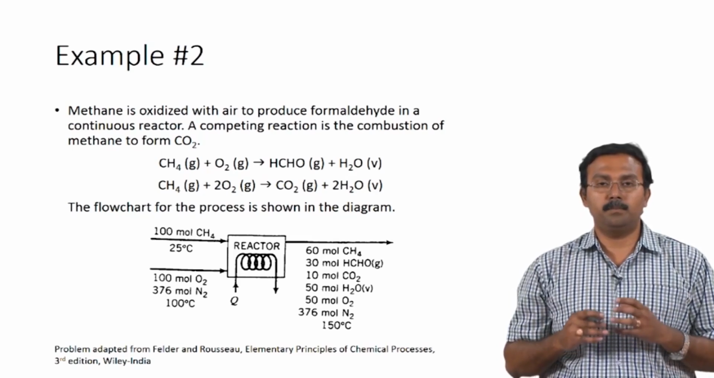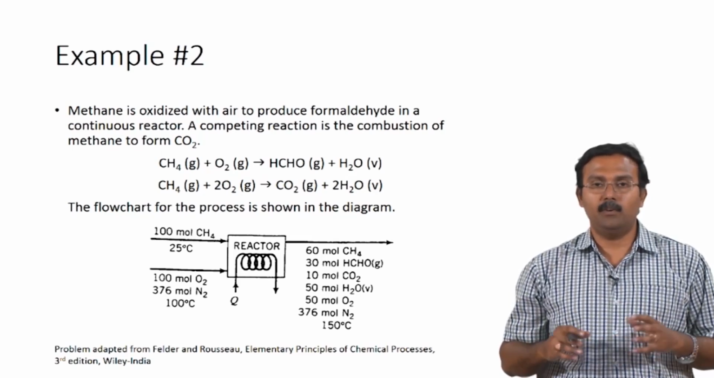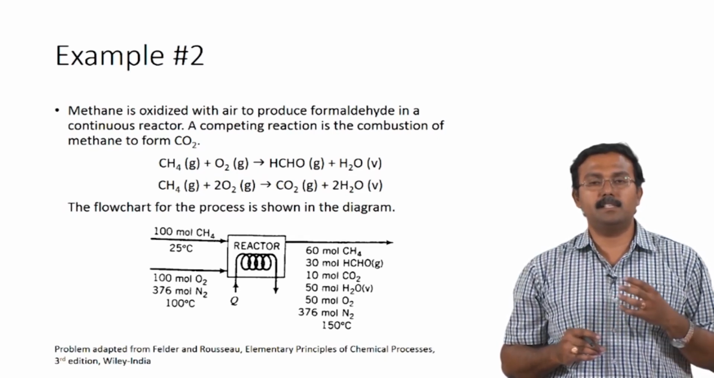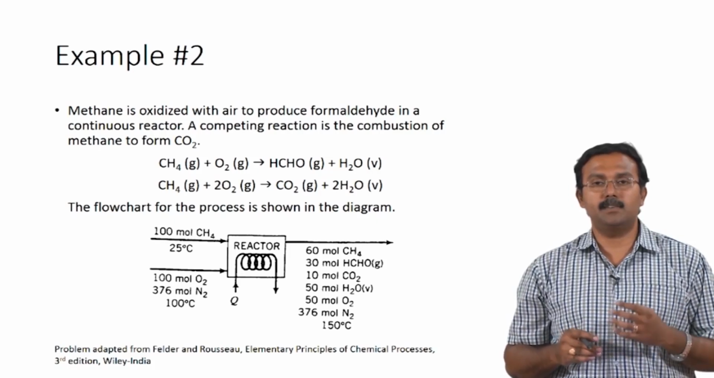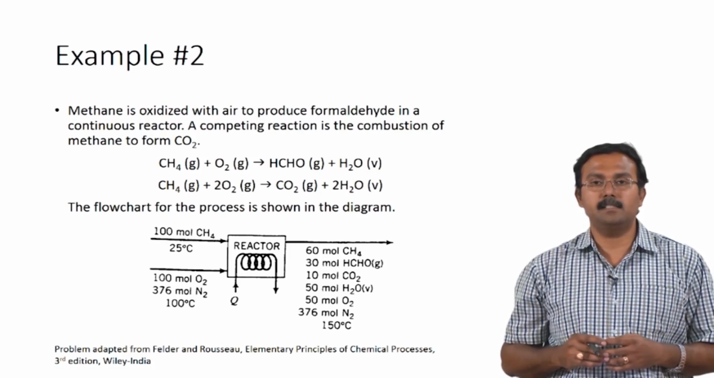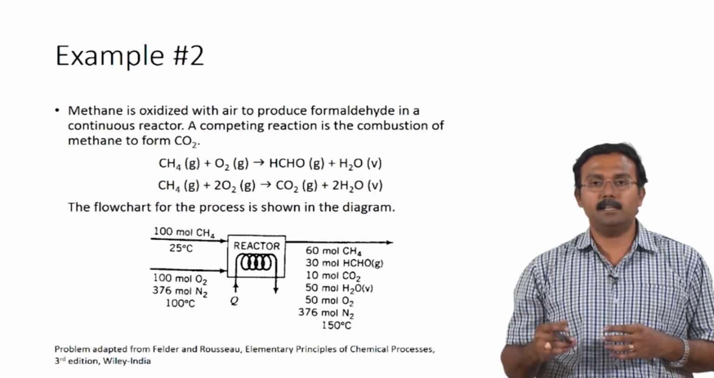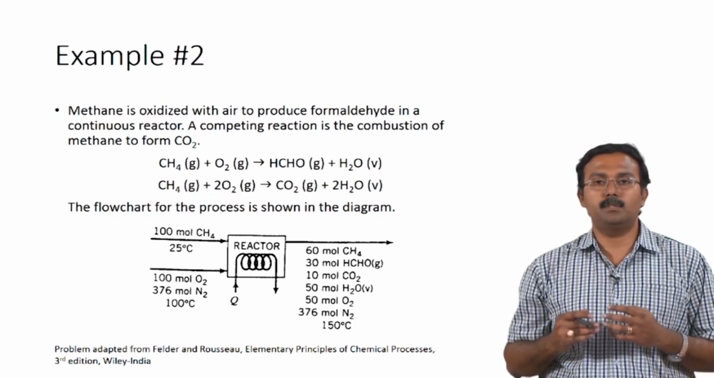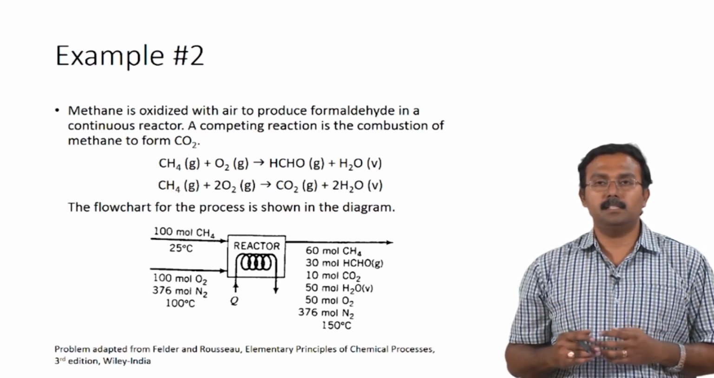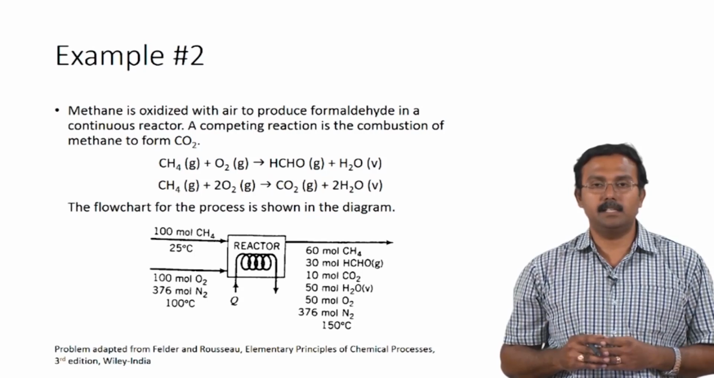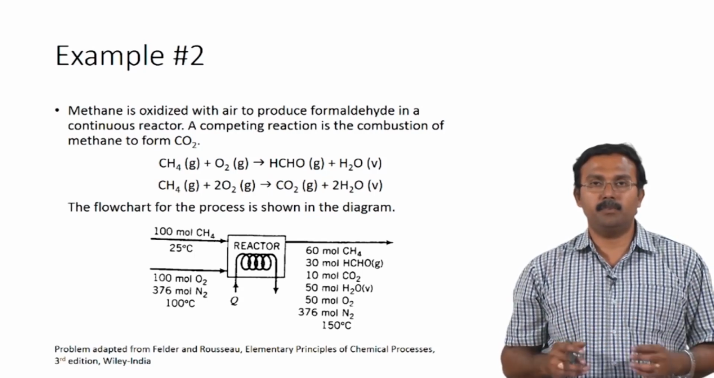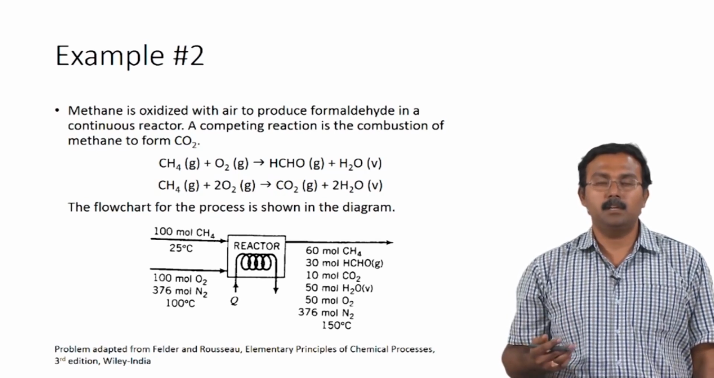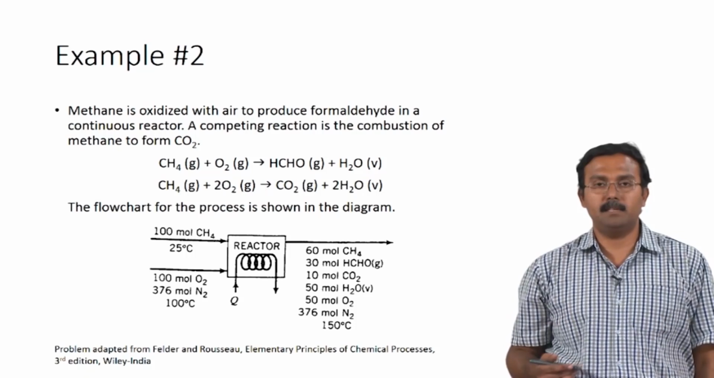So, the flow chart for the process is given and you have all the flow rates given. 100 moles of methane is entering, and 100 moles of oxygen and 376 moles of nitrogen entering at 100 degrees Celsius, and you have unreacted methane, formaldehyde produced, carbon dioxide produced, water vapor produced, unreacted oxygen and nitrogen which are leaving all at 150 degrees Celsius. So, you have all the information to perform the problem. So, you do not have the heat of reaction and you have multiple reactions. So, you would prefer to use the heat of formation method.